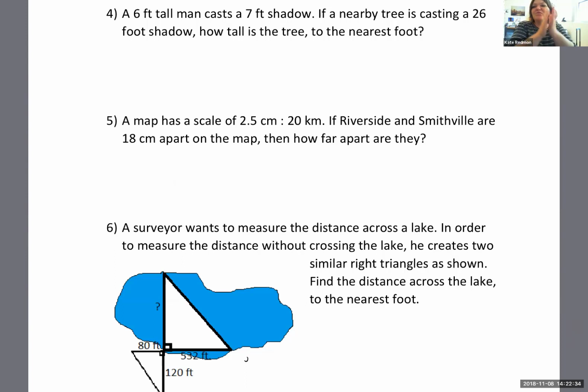But anyway, we went out and we measured everybody's shadows so that we could figure out the height of everything on campus. So let's take a look at this. Number 4. It says a 6-foot tall man casts a 7-foot shadow. If a nearby tree is casting a 26-foot shadow, how tall is the tree to the nearest foot? And students go, I don't know. How am I supposed to know? Draw me a picture, please.